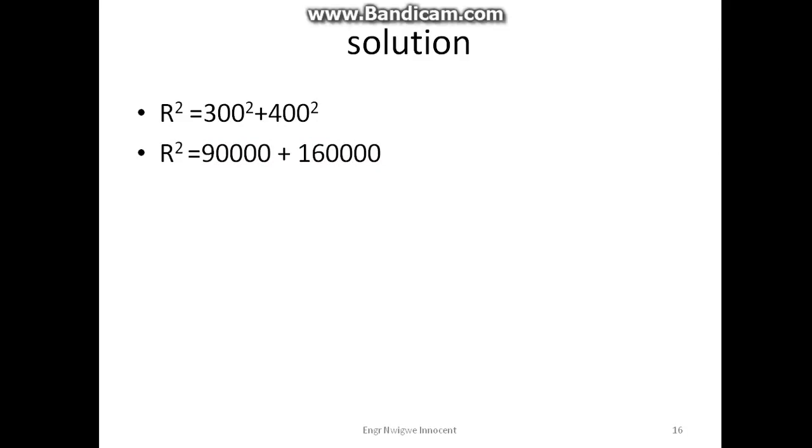Which equals 90,000 plus 160,000. To get the displacement, we now make the square go over to the other side to become a square root, which will give us the square root of 250,000, which will give us 500 kilometers.